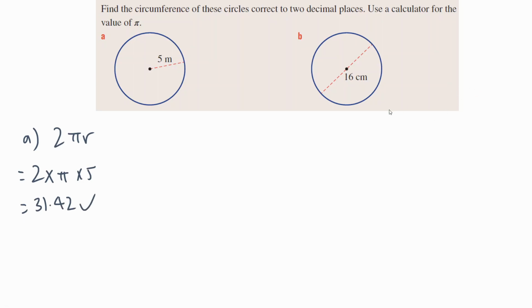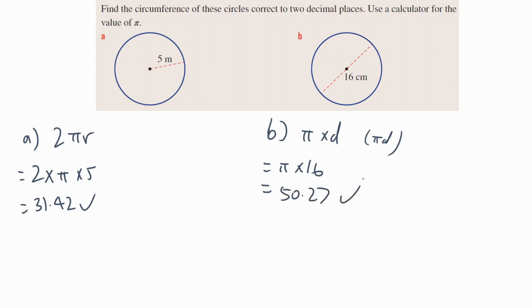And this next one, this one's using the diameter. The length is going through the whole circle. So we're using the formula pi times d, or pi d. And that will give me pi times 16. And let's put that into our calculator again. And that will give you a value of 50.27. Give yourself a tick if you got that one correct.